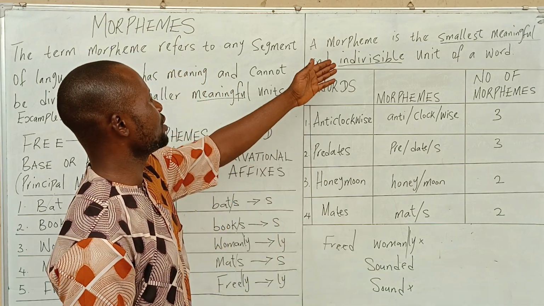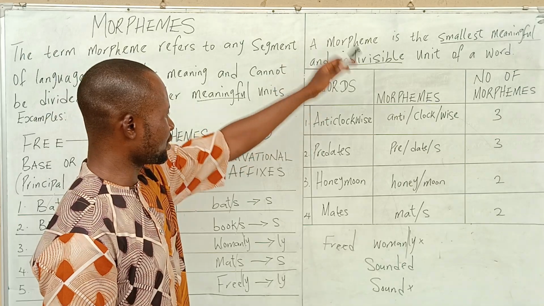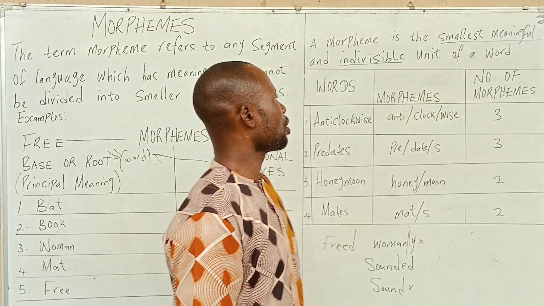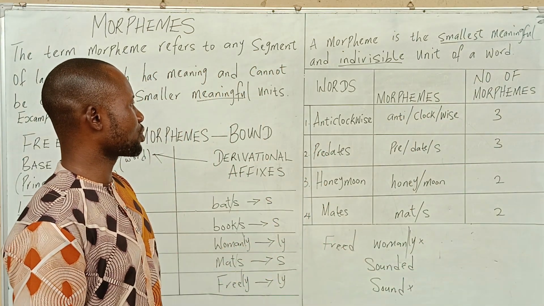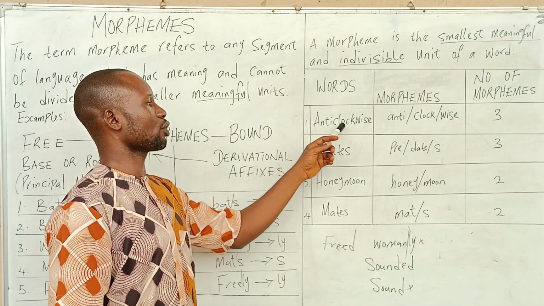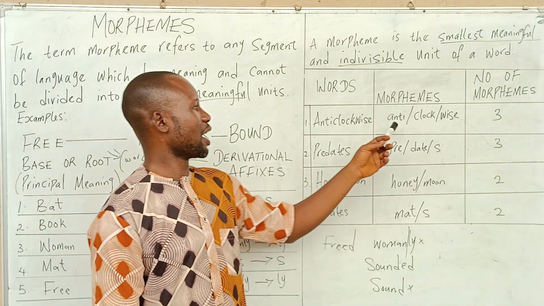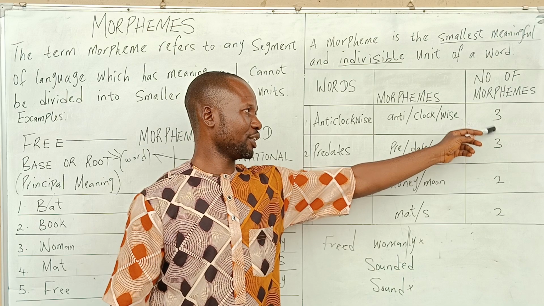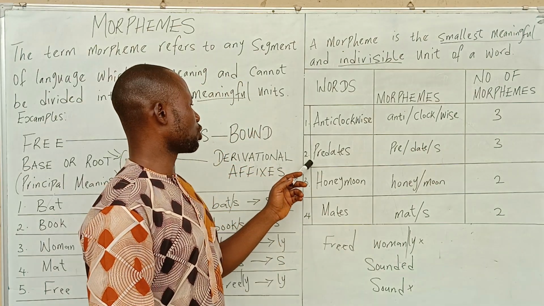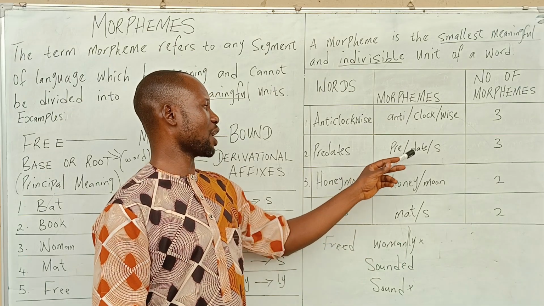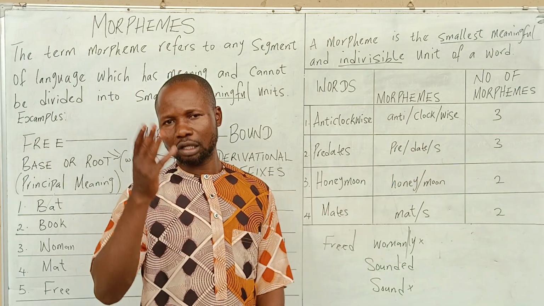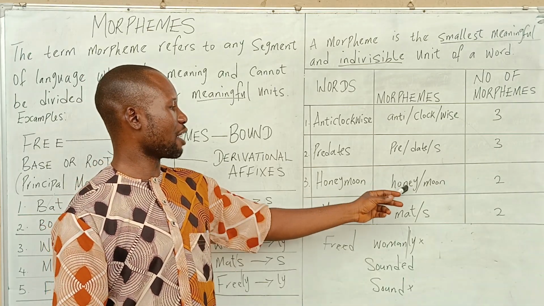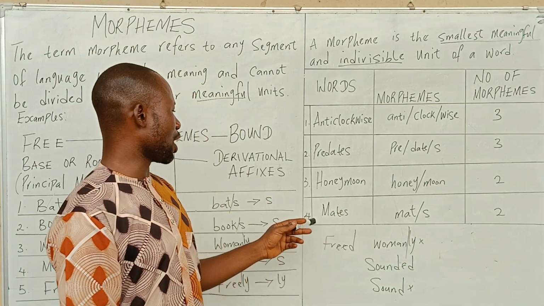All right, let's look at these examples. We have words here in this table. We have words, we have morphemes, we have numbers of morphemes. I have four examples here. Number one, anti-clockwise. We have the divisible way: anti-clock and wise. We have three morphemes. Number two, we have predate. We have pre, we have date, we have s. We have three morphemes. Number three, honeymoon. We have honey, we have moon. We have divided it here. We have two.